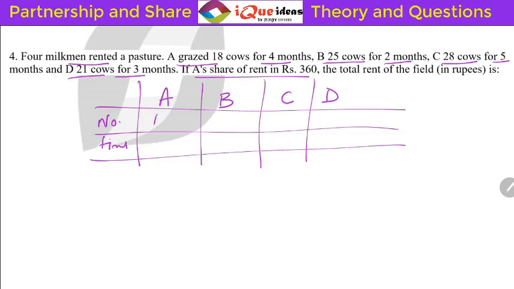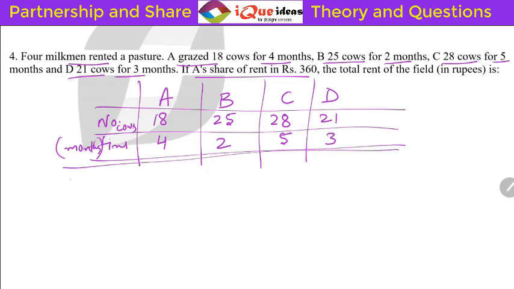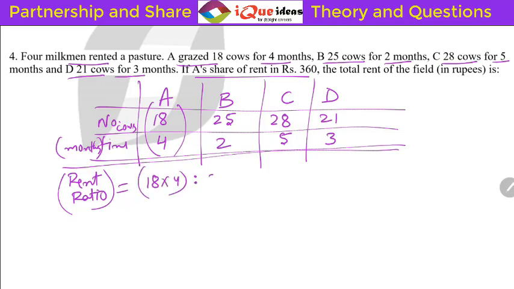So A grazed 18 cows for 4 months, time is in months, and here obviously we're talking about number of cows. Now for B it will be 25 cows for 2 months, for C it will be 28 cows for 5 months, and for D it will be 21 cows for 3 months. Simply multiply. So the rent share ratio will be equal to the product of number of cows and time. So it is 18 into 4 for A is to 25 into 2 for B, for C it will be 28 into 5, for D it will be 21 into 3.